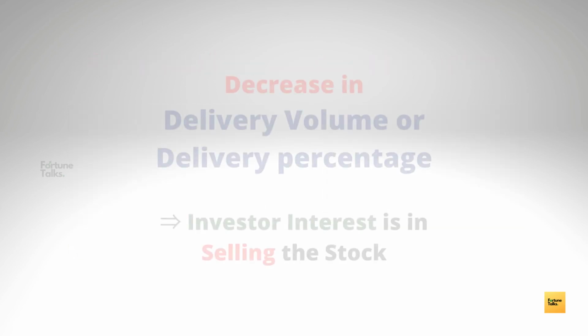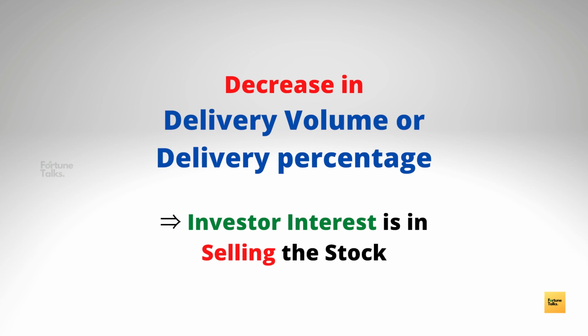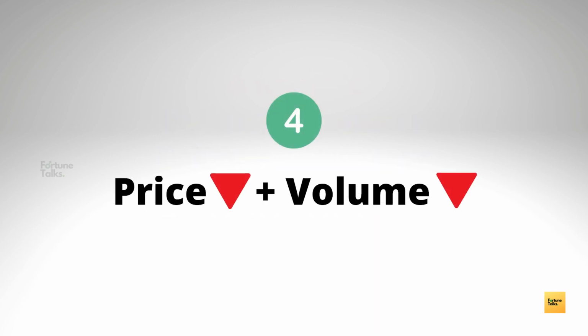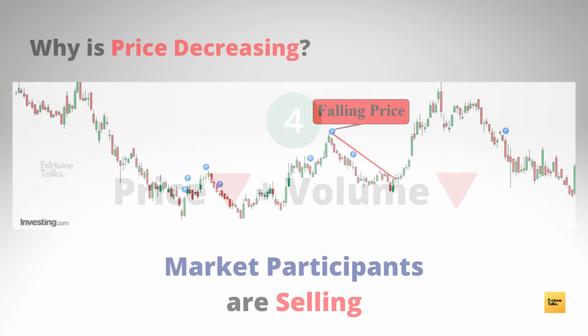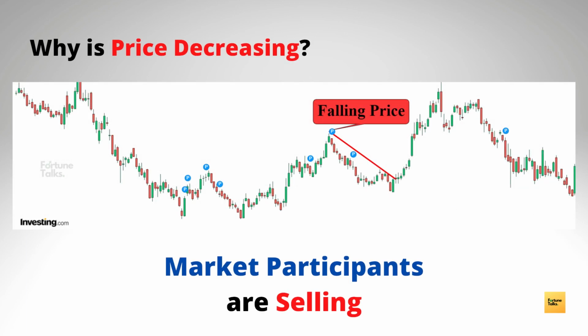If you are a swing trader or an investor, it is a good practice to look at the delivery volume or delivery percentage, which in this case would be decreasing since the investors are selling their shares. Now, an increase in the volume does not necessarily mean an increase in delivery volumes. Moving forward to the final case where both the volume and price decrease. Ask the questions. Number 1. Why is the price decreasing? Simply because the market participants are selling.